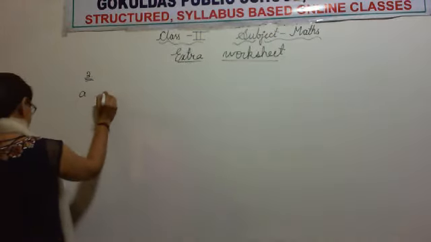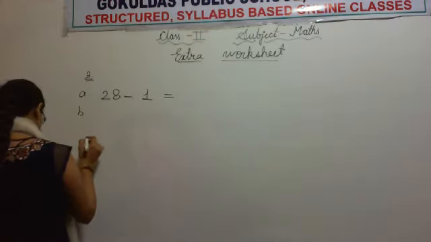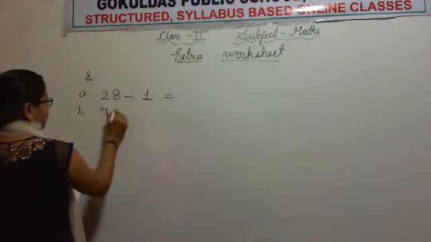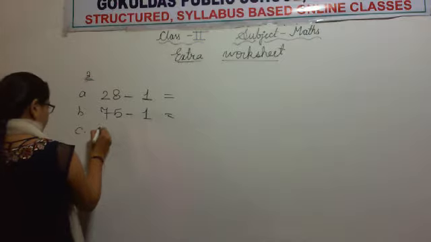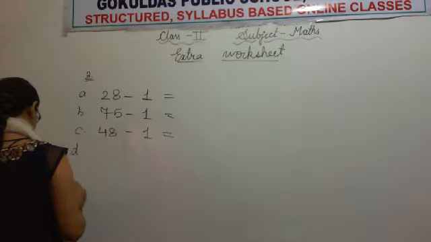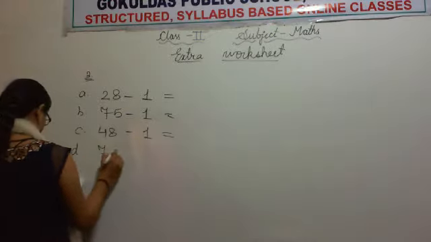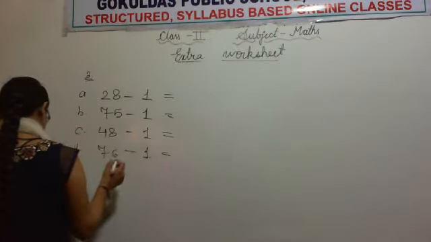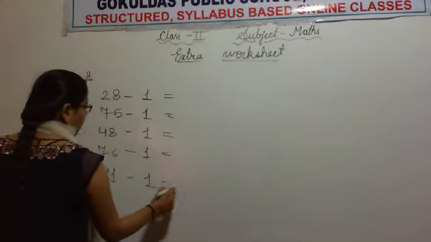Part A, 28 minus 1. Let me write all the questions first. Part B, 75 minus 1. Part C, 48 minus 1. Part D, 76 minus 1. And part E is 81 minus 1.